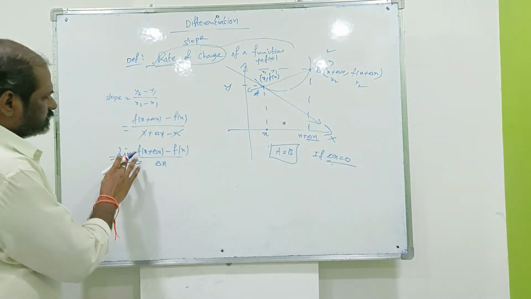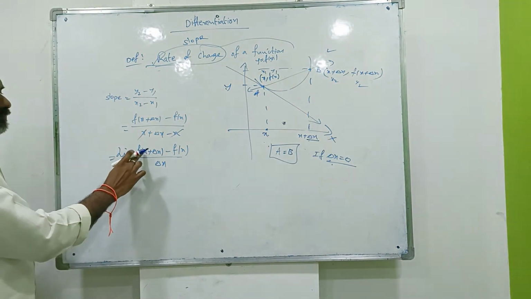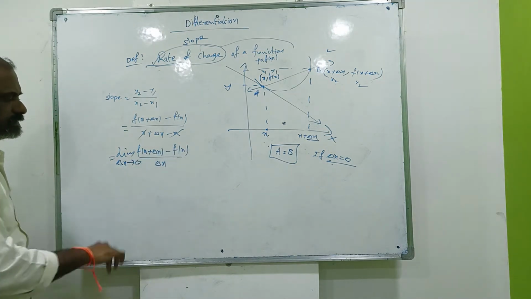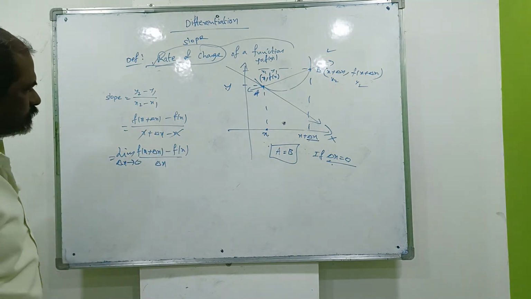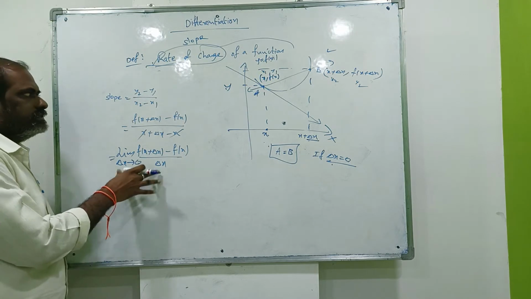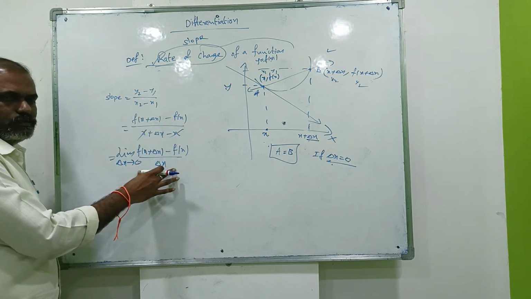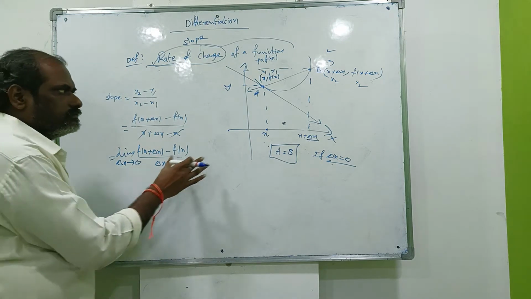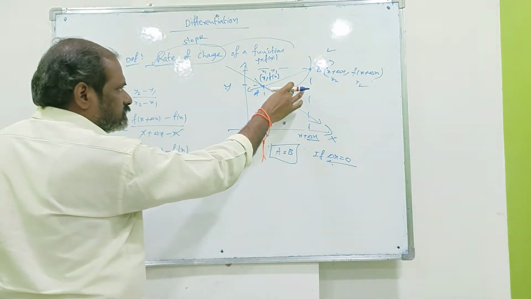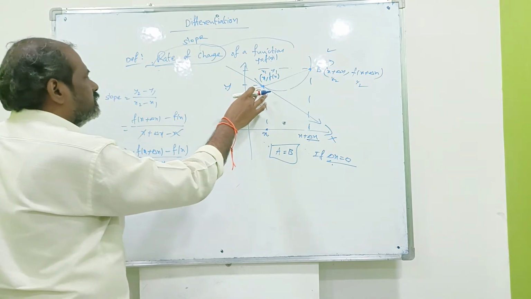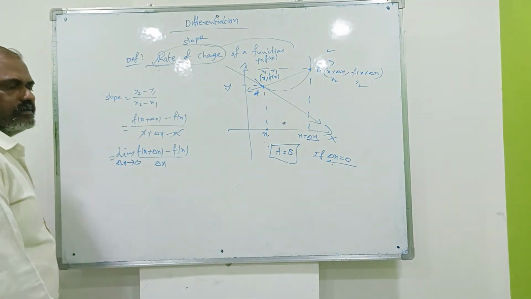So if delta x approaches 0, f of x plus delta x minus f of x by delta x, this slope is called the slope of the tangent. This is the slope of the secant line. This is the slope of the tangent line. The slope of the tangent line of the function y equals f of x at a point A is called the differentiation of a function.